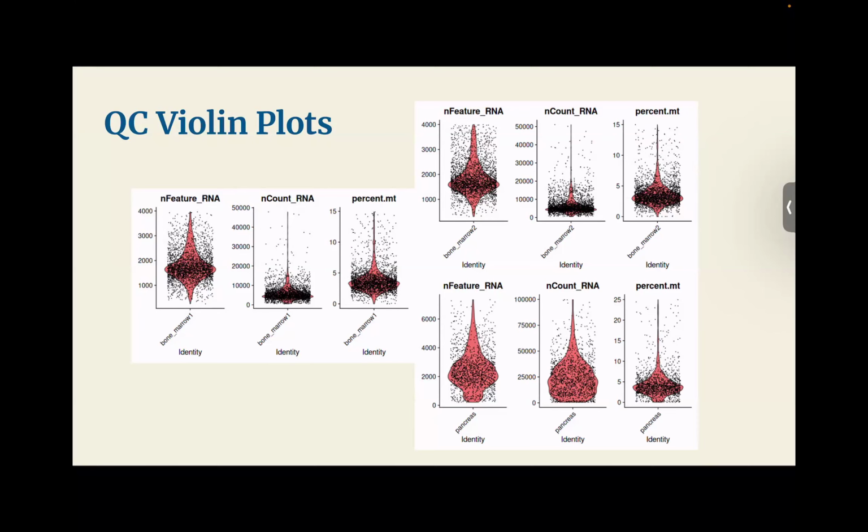For pancreas, the only thing that really changed was that nFeature_RNA varied a lot more, from 0 to 6,000. So I decided to move up the threshold to around 4,000 nFeature_RNA.